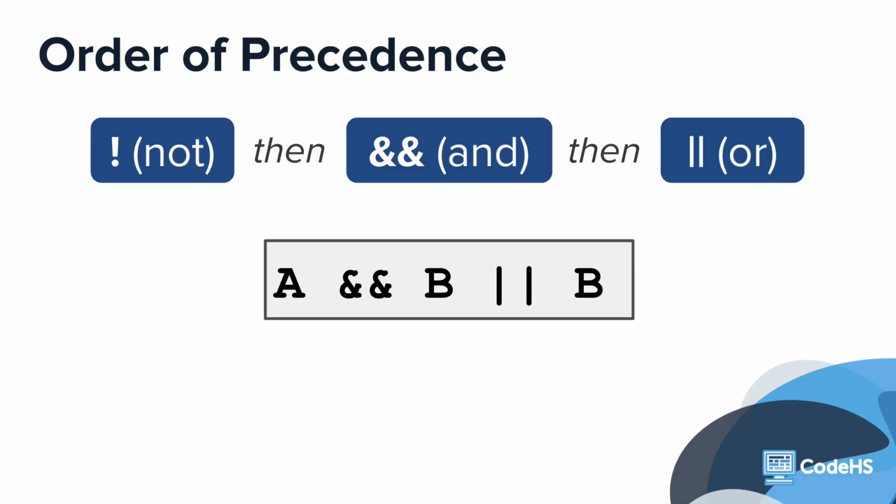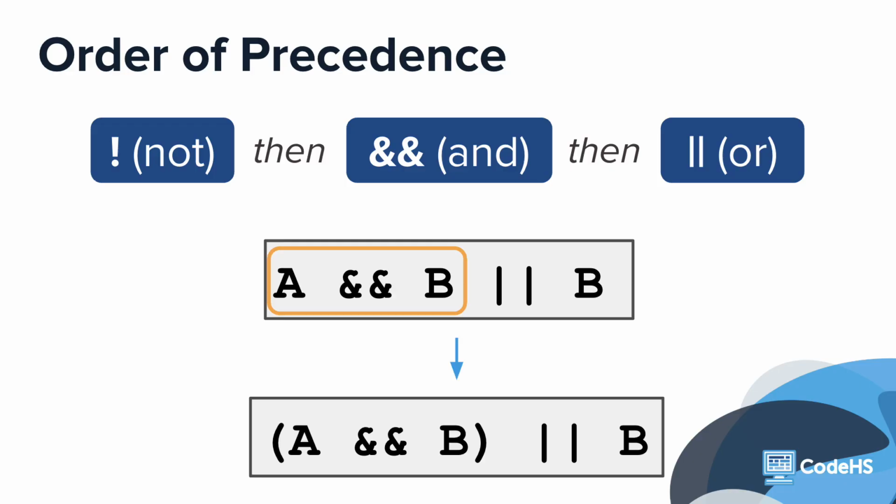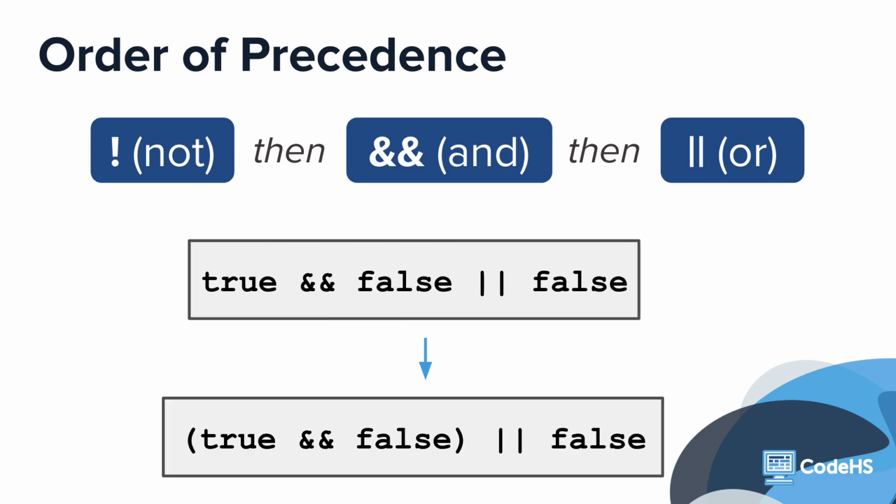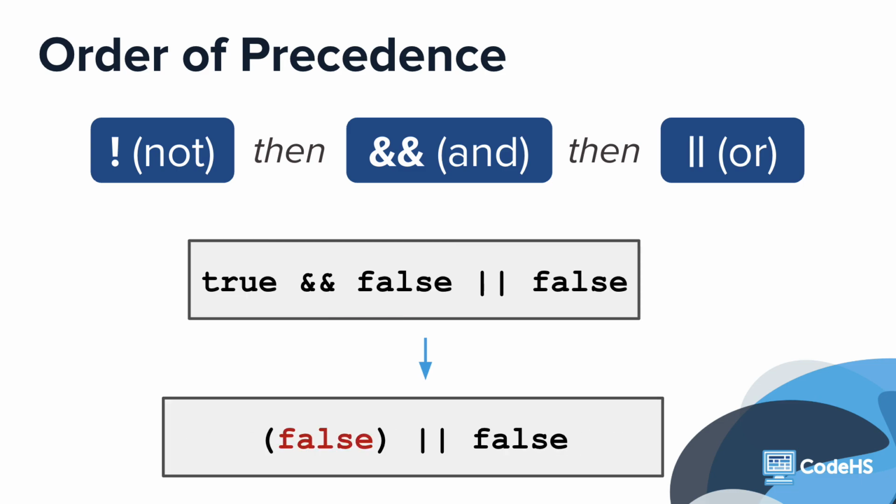Just as not takes precedence over and, and takes precedence over or. This means Java will always evaluate and before or. You can put parentheses around the expression to visualize how this will be evaluated. Let's take a look with Boolean values. True and false results in false, and then false or false results in false.